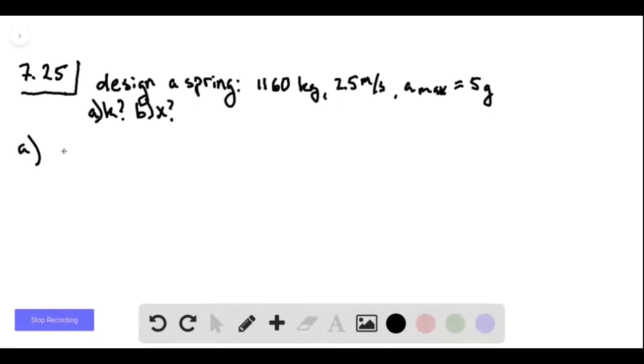So for the first part, we know that 1/2 kx squared equals 1/2 mv squared. So kx squared is equal to mv squared. We don't know x yet, we do know v.